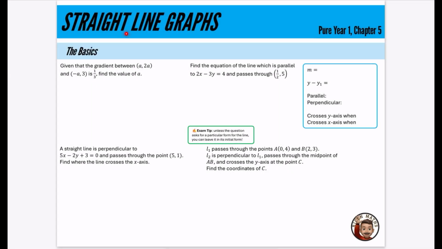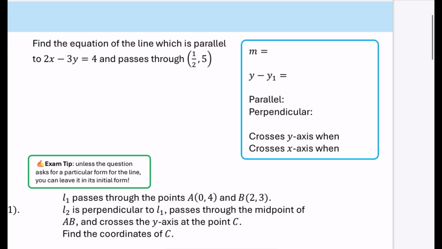Okay, next chapter is straight line graphs, Pure Year 1, Chapter 5. Really a lot of this is covered in GCSE, but there is some new stuff which I will talk about over here. So before doing these 4 questions, let's just zoom in on this box that we've got.